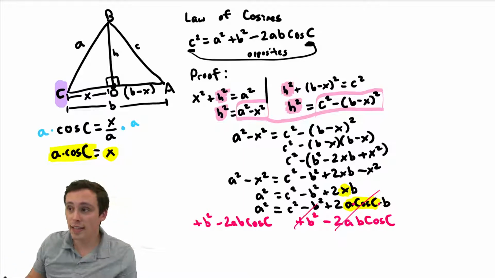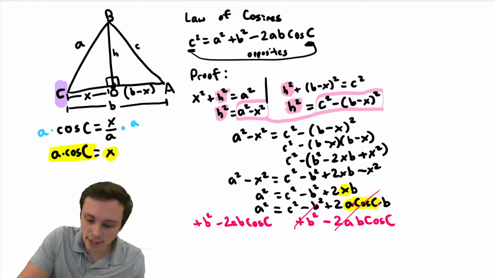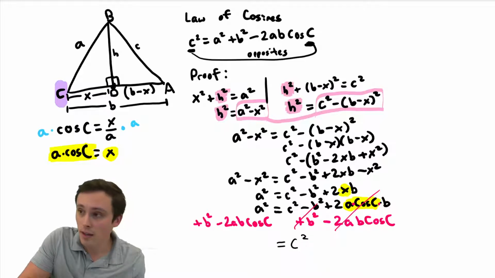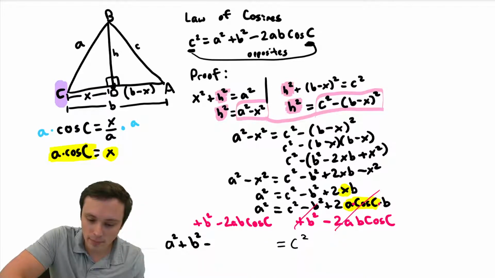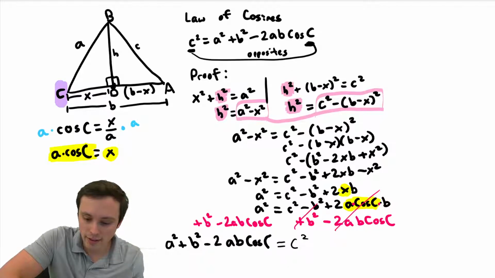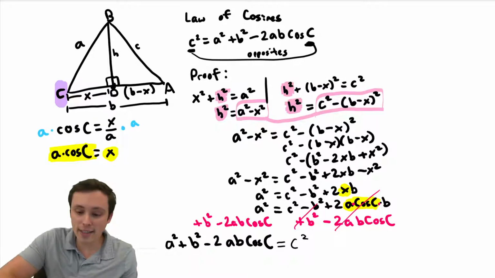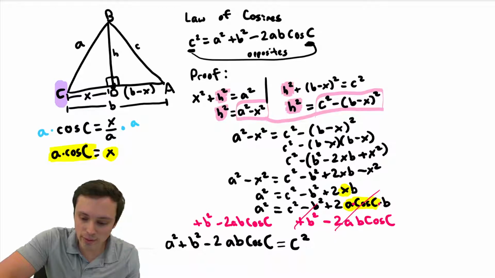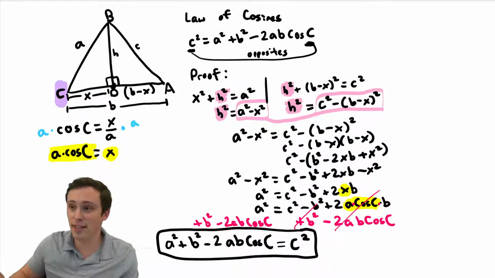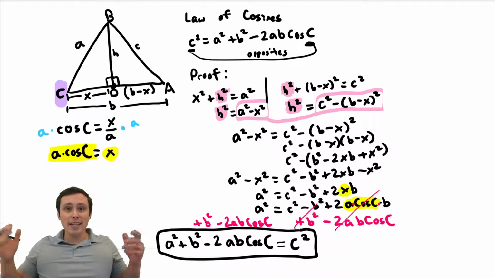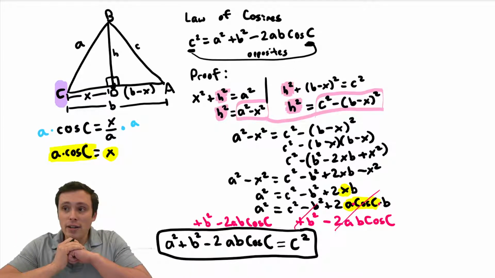Now, what does that actually leave us with? On the right-hand side, we would just have c squared. And that is now equal to a squared plus b squared minus 2ab cosine c. We did it, guys. That's our formula. I mean, the left and the right are reversed, but equal sign, that's fine, right? Flip them. We did it. That's the proof of the law of cosines.